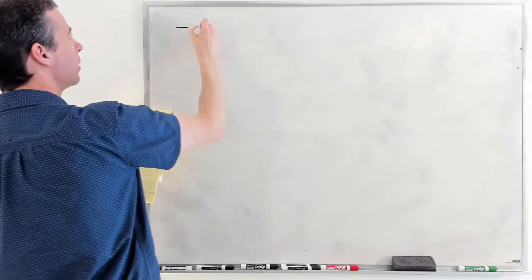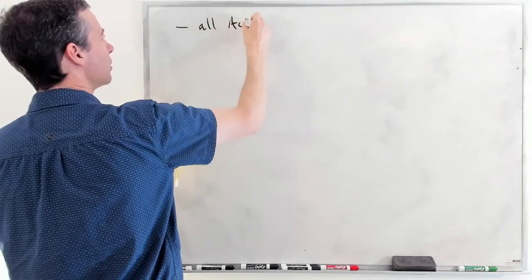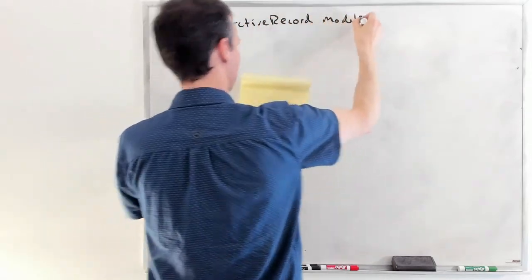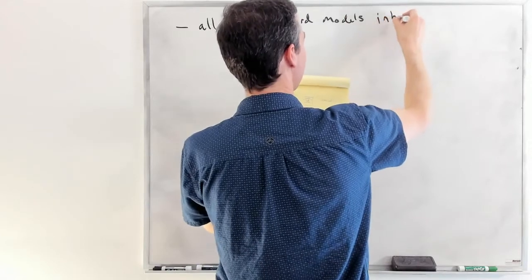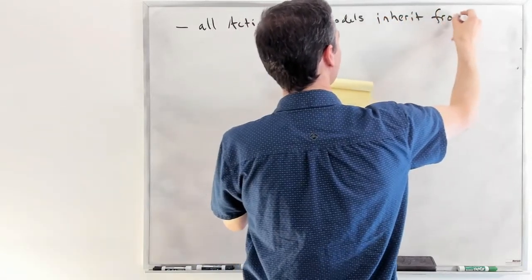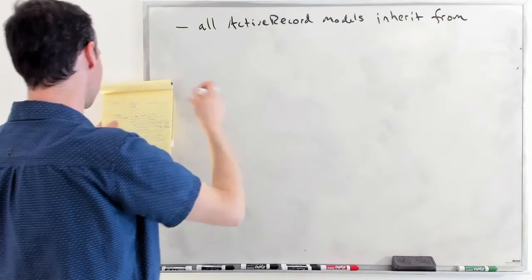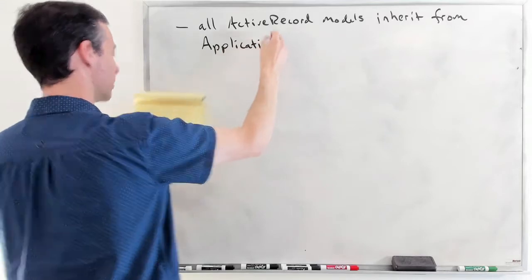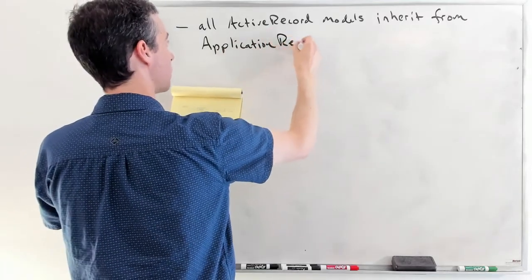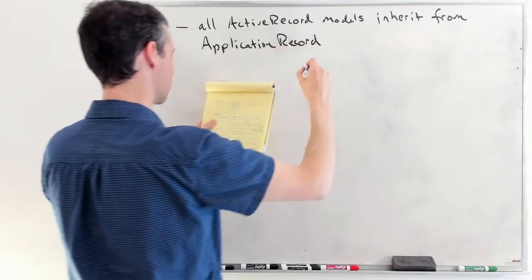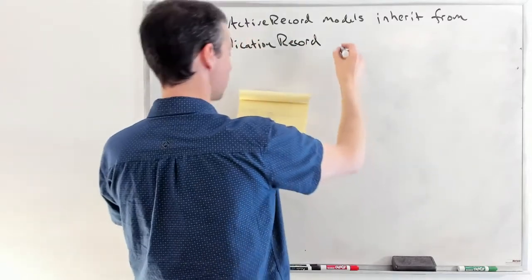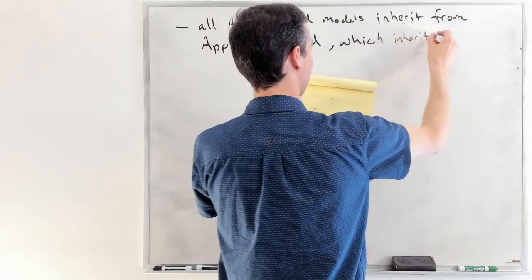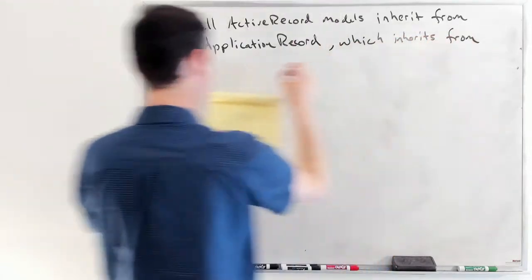You should note that all ActiveRecord models that we're going to make inherit from, now this is in at least Rails 6, probably Rails 5 as well, application record. I noticed that this is different than what the course textbook says, because the course textbook is a little bit in the past with Rails 4. And application record inherits from ActiveRecord base.